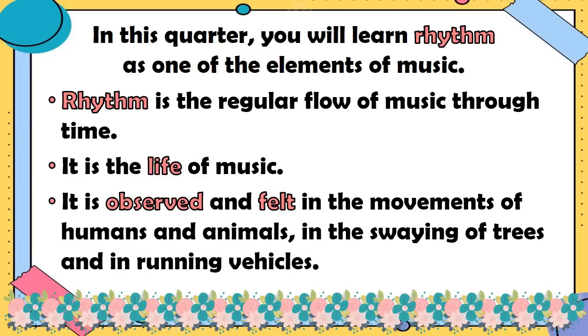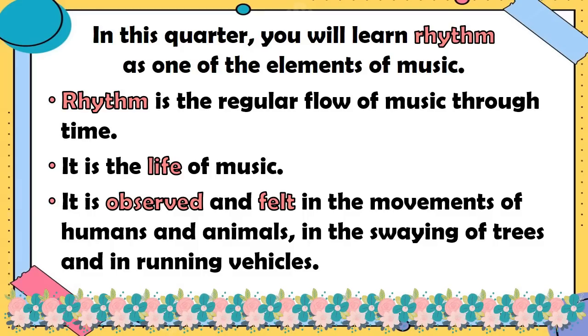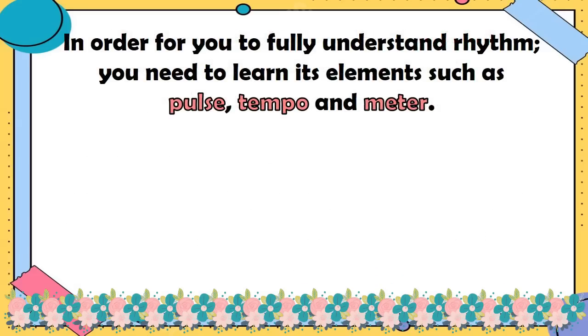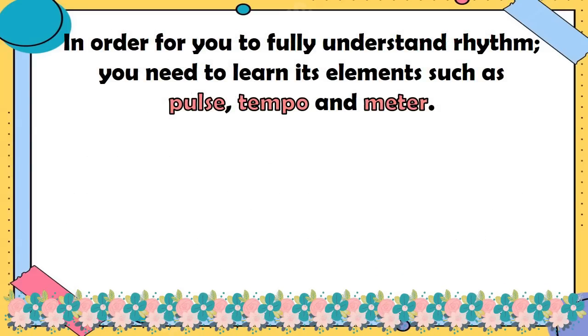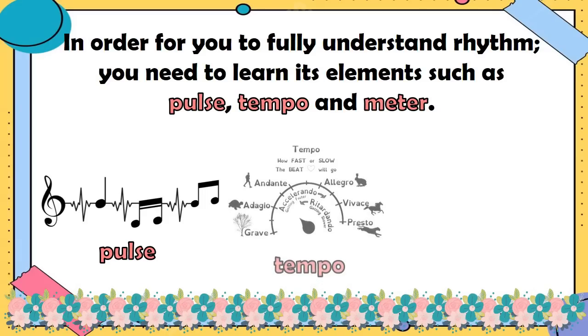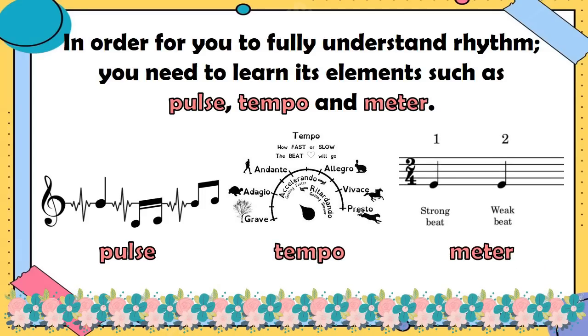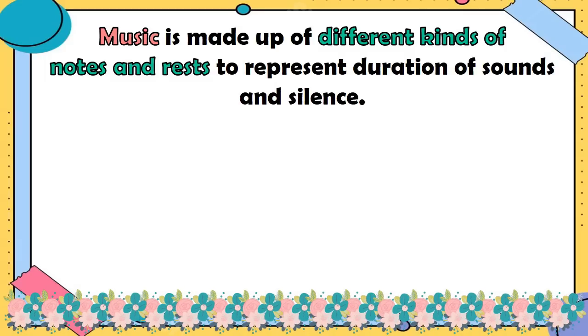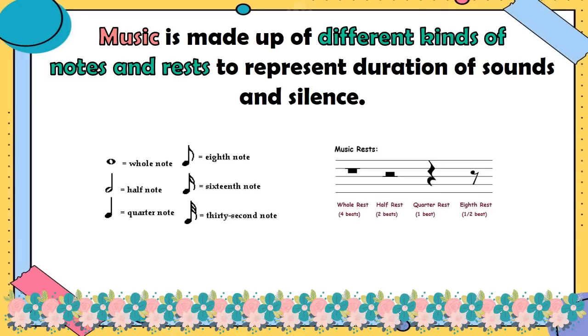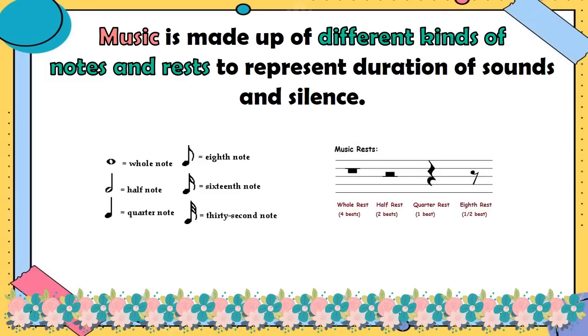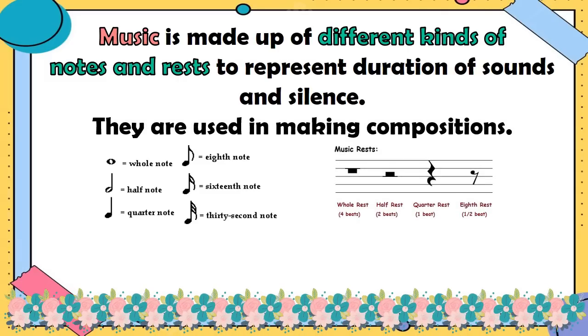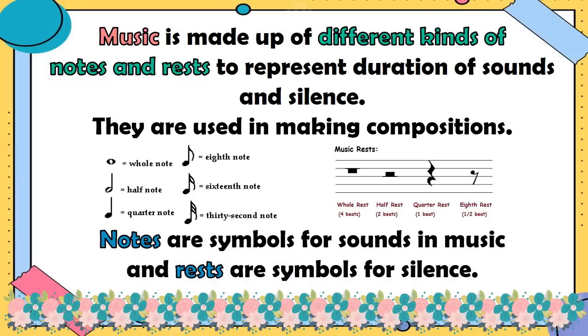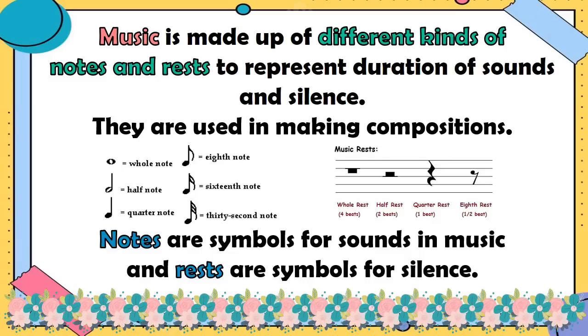It is observed and felt in the movements of humans and animals, in the swaying of trees, and in running vehicles. In order for you to fully understand rhythm, you need to learn its elements such as pulse, tempo, and meter. Music is made up of different kinds of notes and rests to represent duration of sounds and silence. They are used in making compositions. Notes are symbols for sounds in music, and rests are symbols for silence.